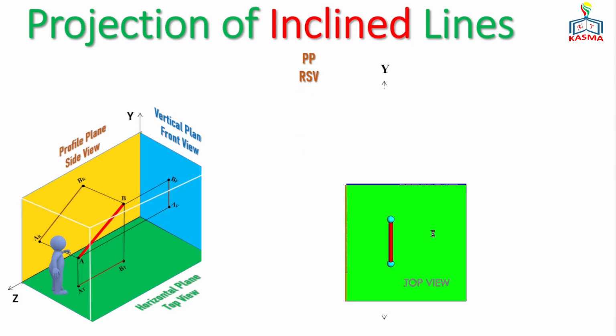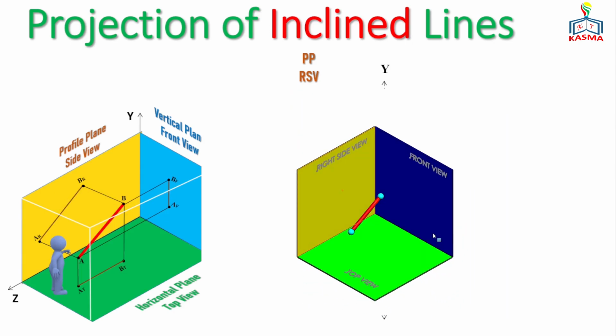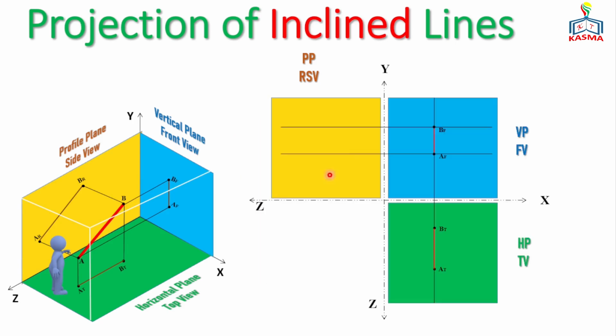For the projections of inclined lines, you have to remember that it will have one true length on one plane. It will be on the vertical plane, on the horizontal plane, or on the profile plane. That means it will be on the front view, the top view, or the side view. But it will have only one true length, and then it will have two foreshortened lines.